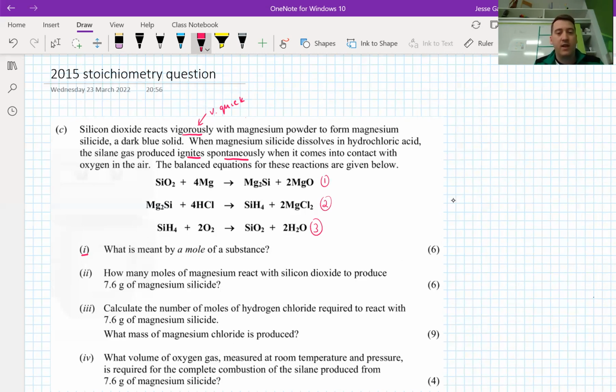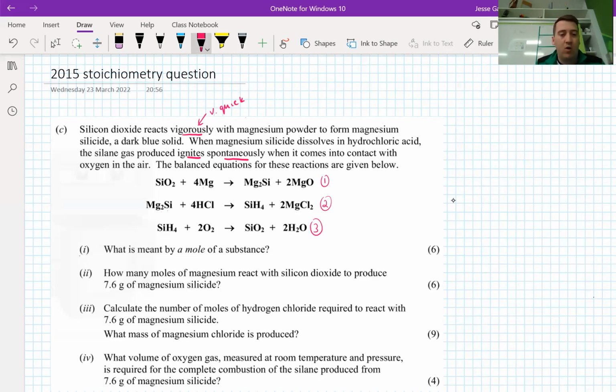So first of all, this is silicon dioxide reacting with magnesium. Then we have magnesium silicide, which was produced here, reacting with HCl, producing SiH4, which will then react a third time where it comes into contact with oxygen. It reacts spontaneously, so by itself it catches fire and it produces these two products in reaction number 3. Okay, so let's jump in. Let's start tackling the problem now.